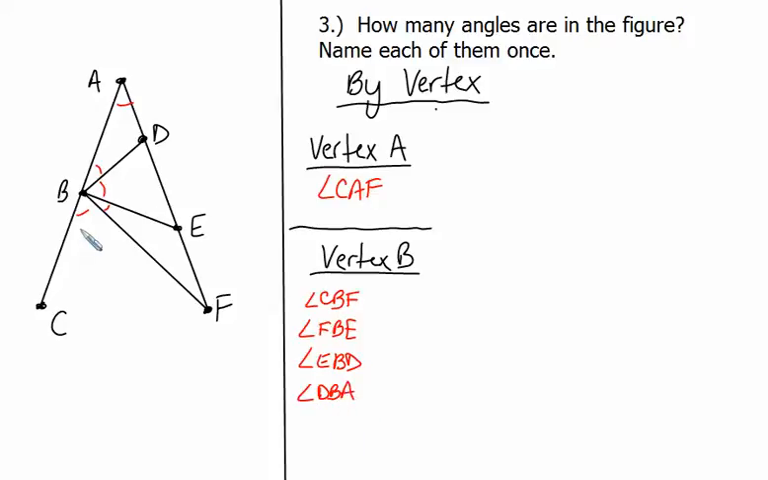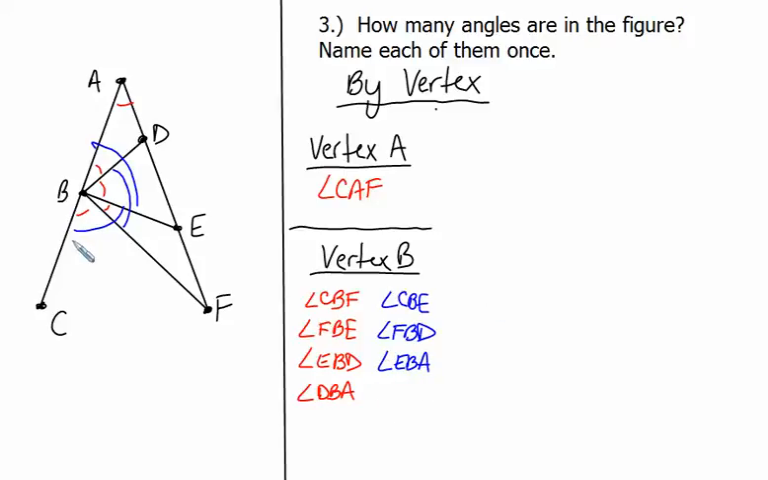Next, we're going to skip a ray, which will give us these 3 angles that we have just shown in blue. So be careful, it's going to be angle CBE, angle FBD, and angle EBA. Oops, I want that to be an E first, angle EBA.